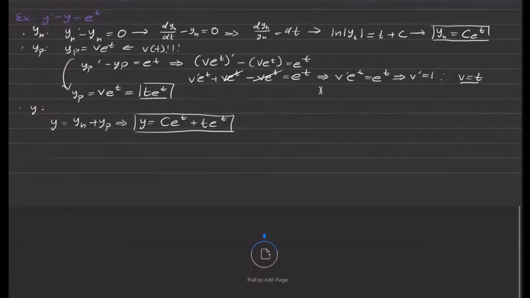Okay, moving on. Let's talk about Picard's existence and uniqueness theorem. Not the guy from Star Trek, some other person.